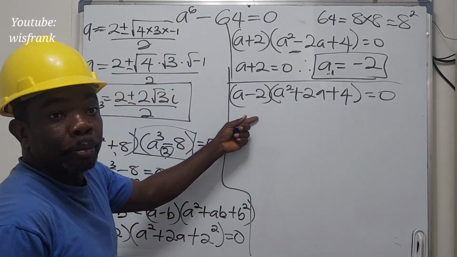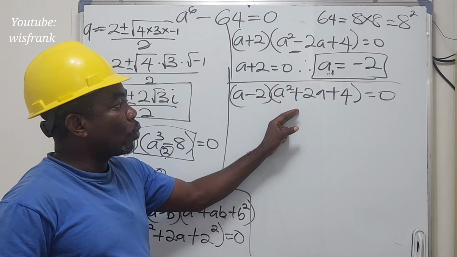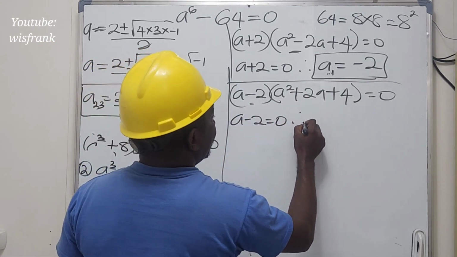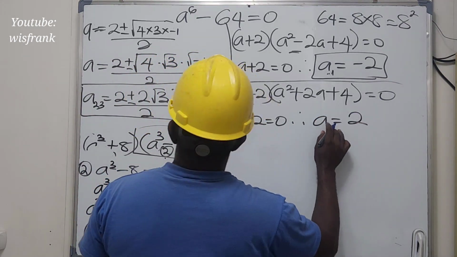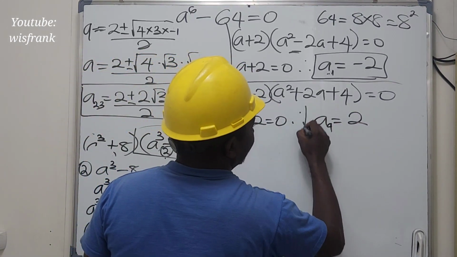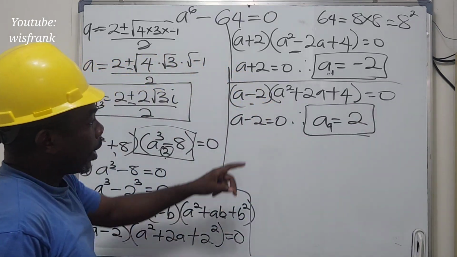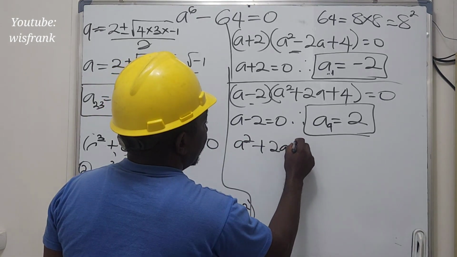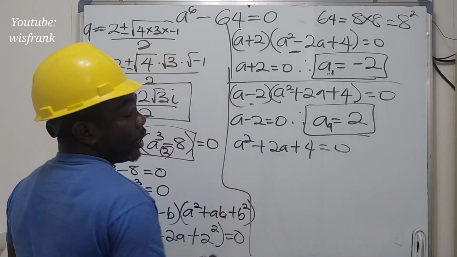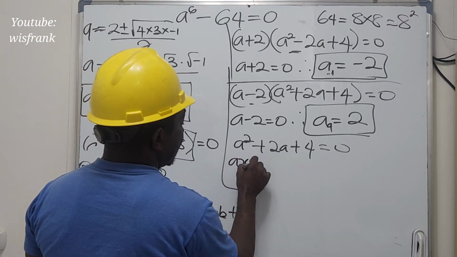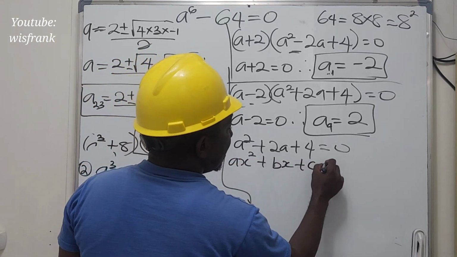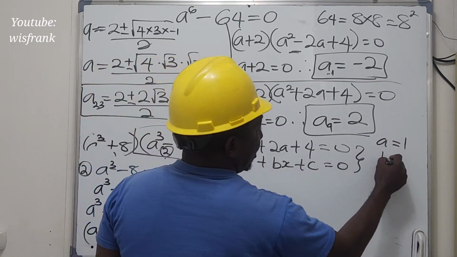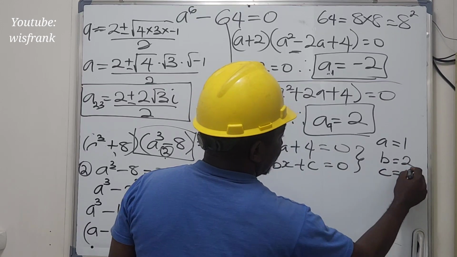These are two parentheses, where the first one equals 0 or the second one equals 0. Taking the first one, we have a minus 2 equals 0. Therefore, the value of a will become 2. So this is the fourth value of a that we have. For the second part, we have a to the power of 2 plus 2a plus 4 equals 0. Comparing this with the standard quadratic equation ax to the power of 2 plus bx plus c equals 0, our value of a equals 1, b equals 2, and c equals 4.